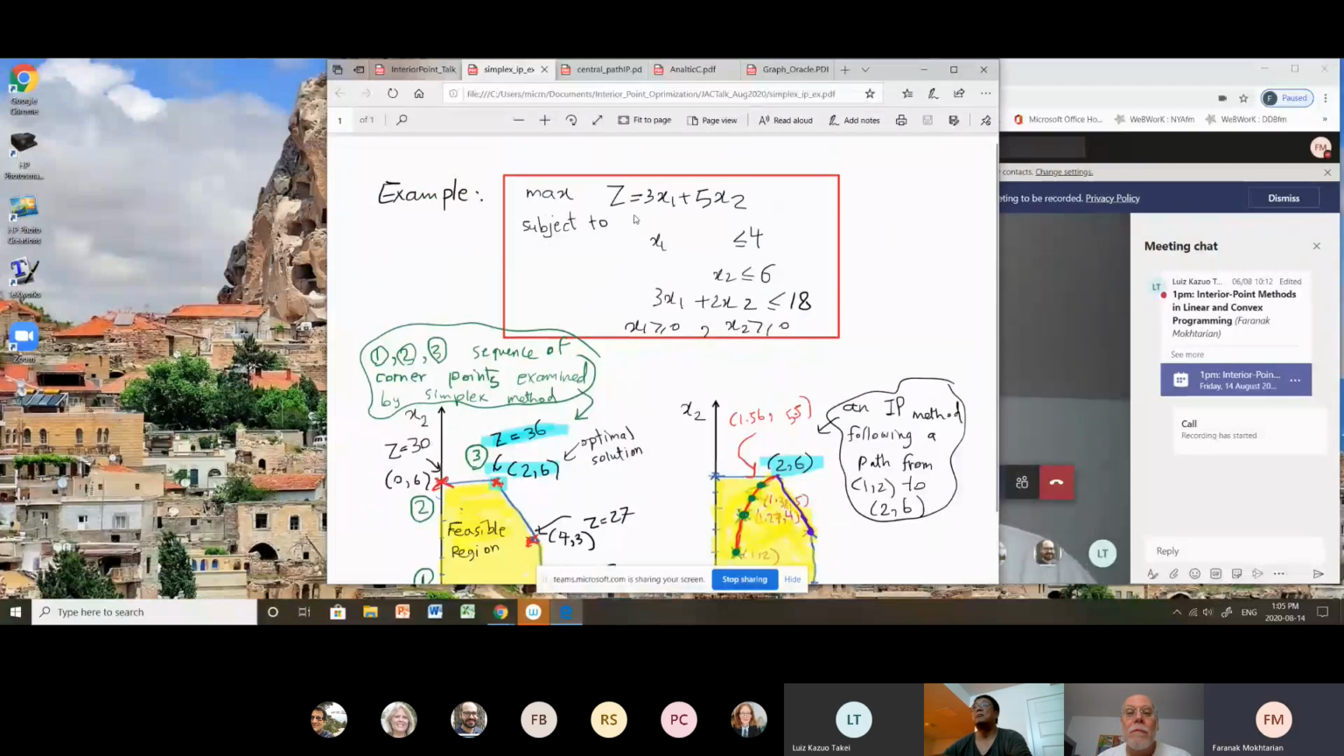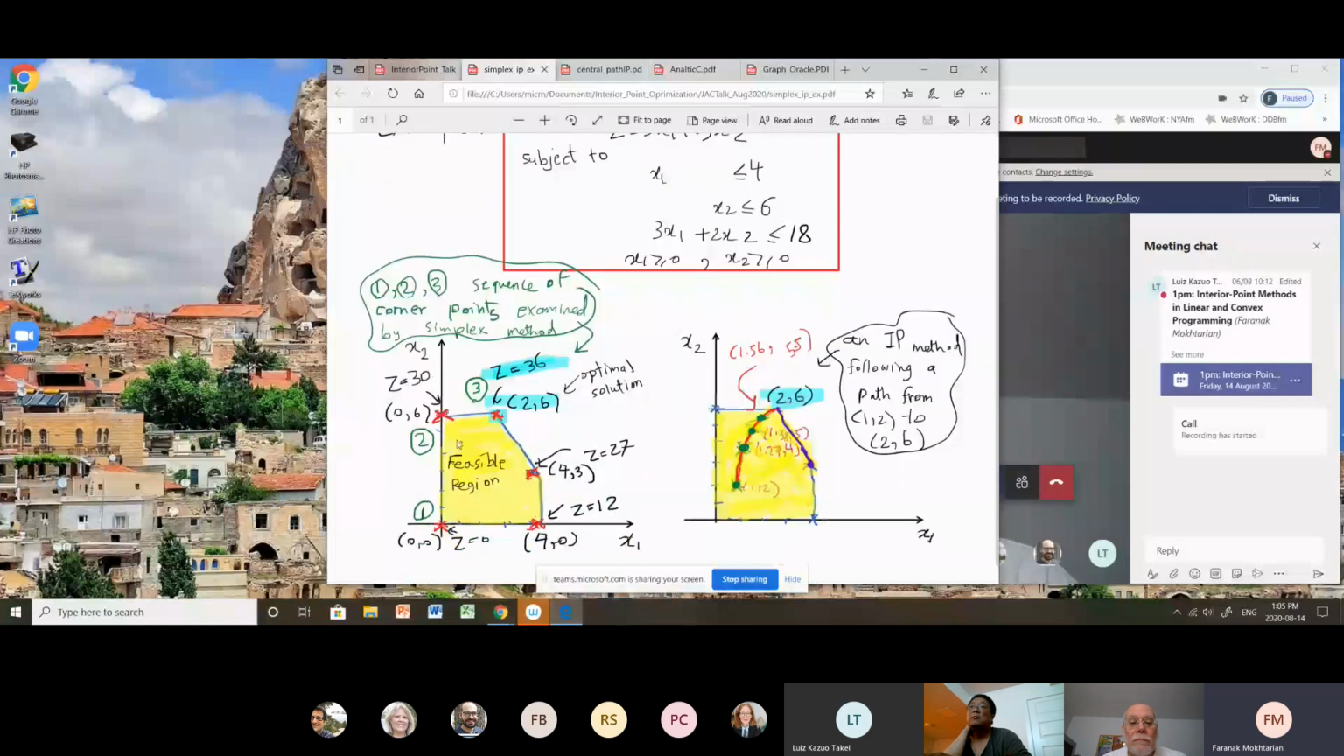So let's start with an example of a linear programming problem. Consider maximizing an objective function, z = 3x1 + 5x2, subject to these constraints, which we call the feasible region. And I have drawn this feasible region here. X1 and X2 are positive.